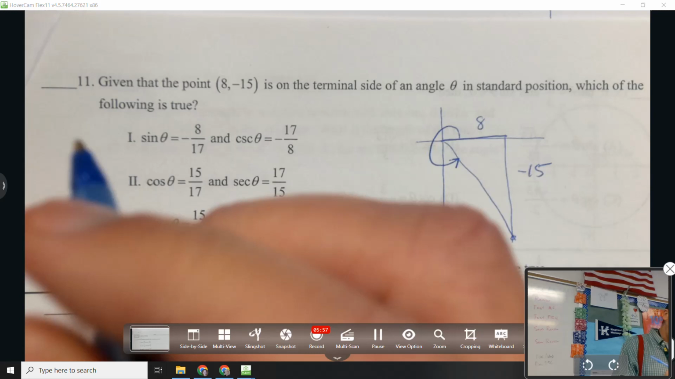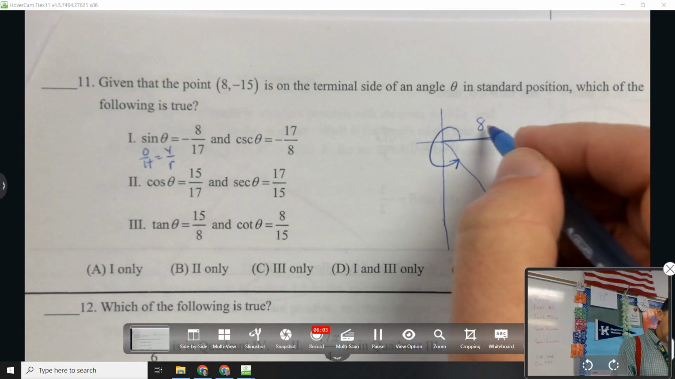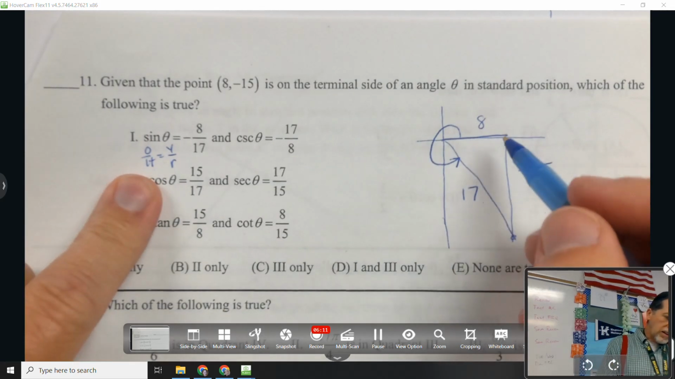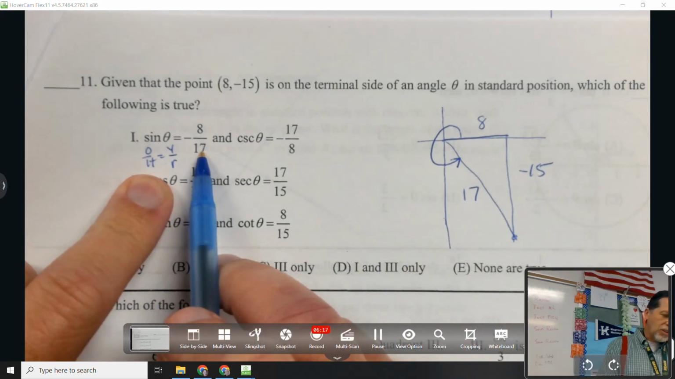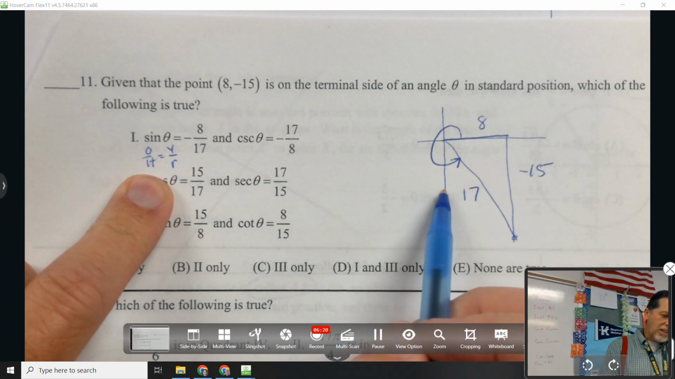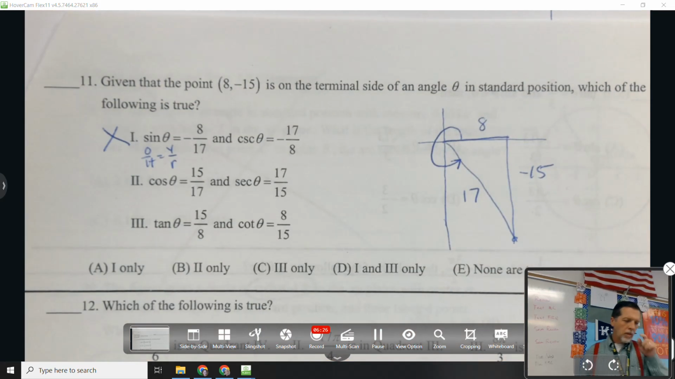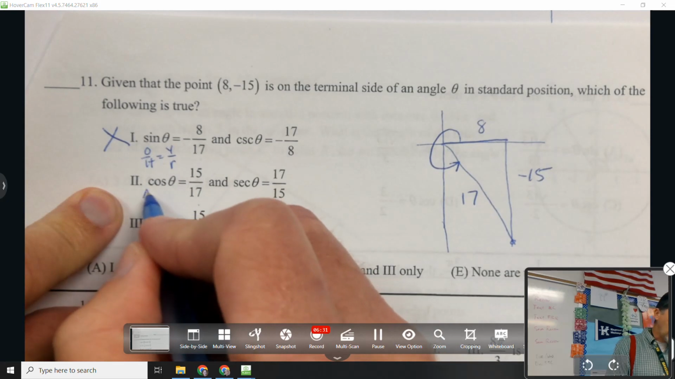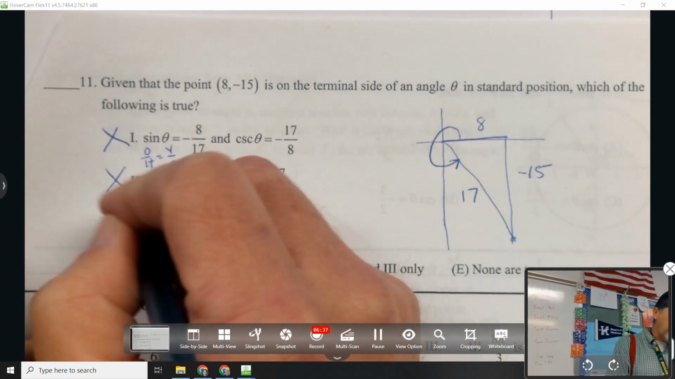Okay, sine is opposite over hypotenuse, or y over r. 8, 15, 17. And hypotenuse is always positive, radius is always positive, so don't have to worry about that. Sine is opposite. This isn't even close to right. Sine should be negative 15 seventeenths. Shouldn't be negative 8s at all. So then number 1's out. Number 2, cosine. That's adjacent over hypotenuse, or x over r. That would be 8 seventeenths. So that one's out.